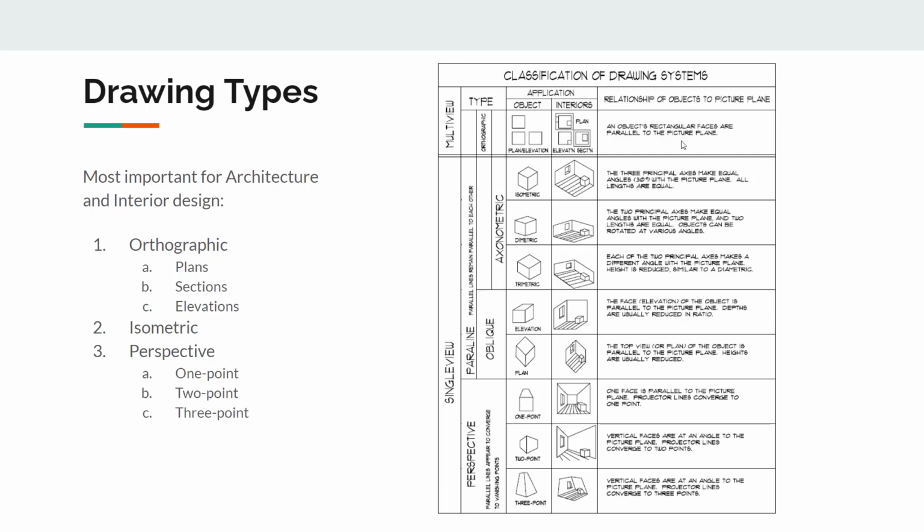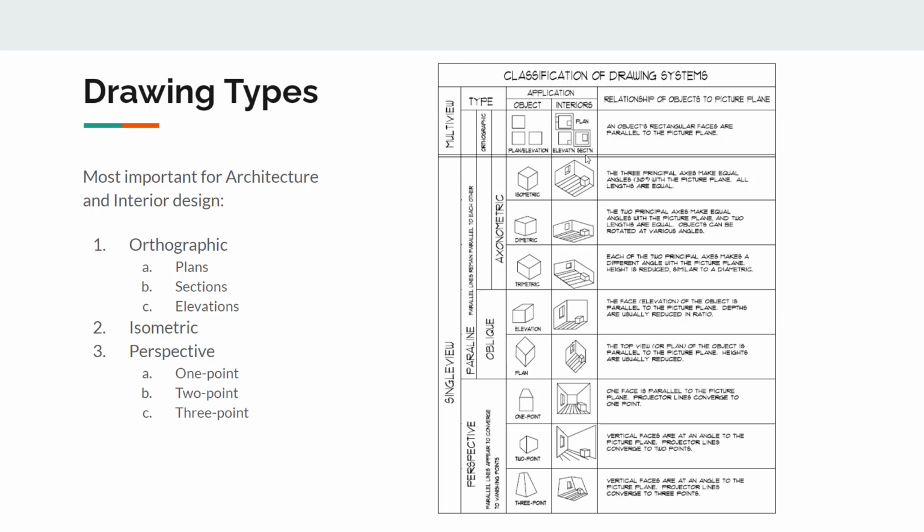So if you look over here at this list that I have, we can see at the top, under multi-view, we have the orthographic drawings, okay? And here we can see the application, and they're using a cube as an example, but basically you can see that the plan and elevation right here, so this would be a top-down view of the cube. Right here, this would be one of the sides, and then this would be another side. So when you look at it, basically you're just looking at a flat plane, and you're not seeing more than one face of the object at a time.